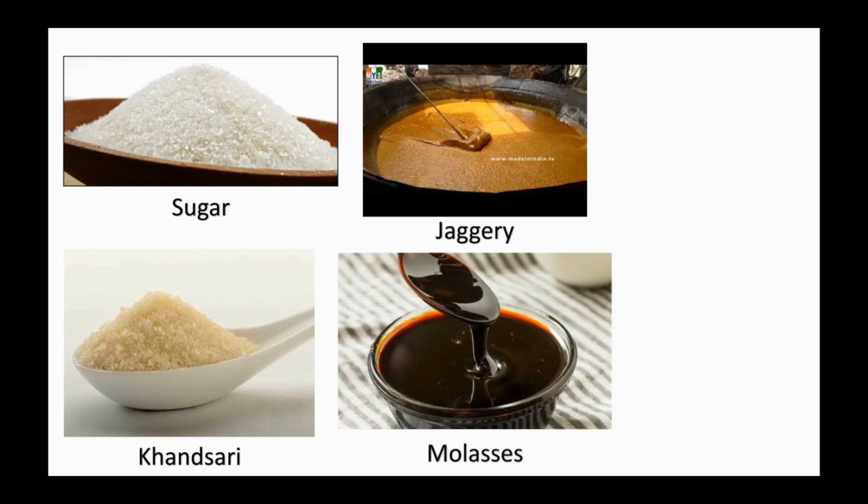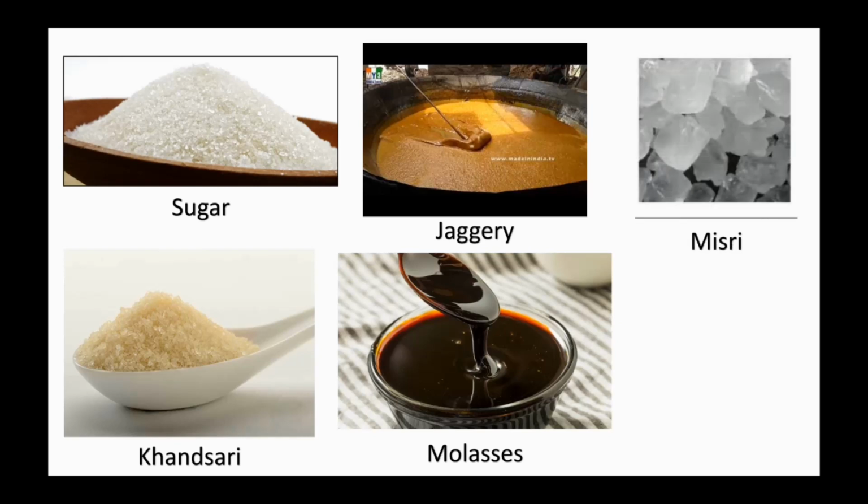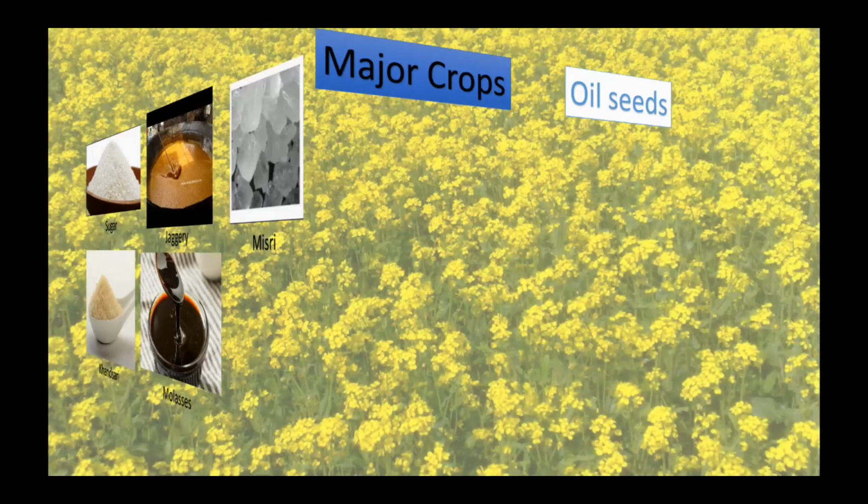Next, molasses, one of the products of sugarcane. It is the thick dark brown juice obtained from raw sugar during the refining process. Then, all of you know, it is Mishra, meaning candy sugar or rock sugar. It is made from the solution of sugarcane and the sap of palm tree.